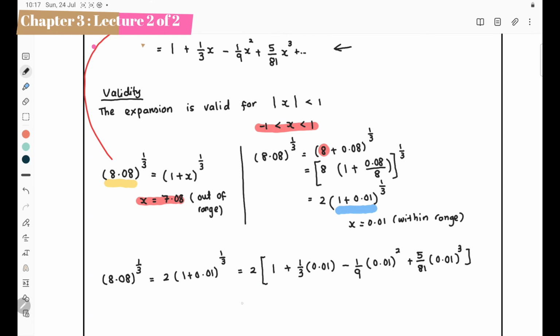Simplify it, we will get the final answer for cube root of 8.08 is 2.007 in 4 significant figures. So we are done, and that's all for chapter 3.